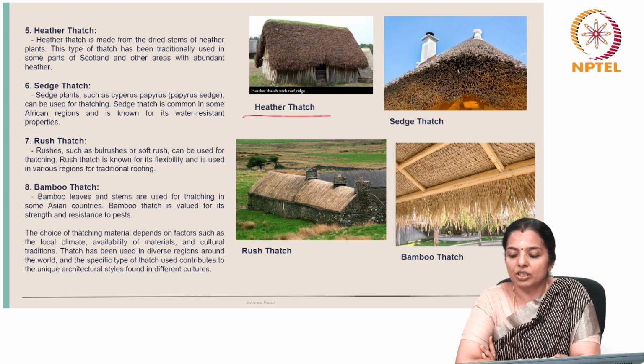We have the sedge thatch. Sedge plants such as Cyperus papyrus can be used for thatching. Sedge thatch is common in some African regions and is known for its water resistant properties. The rush thatch. Rushes such as bulrushes or soft rush can be used for thatching. Rush thatch is known for its flexibility and is used in various regions for traditional roofing.